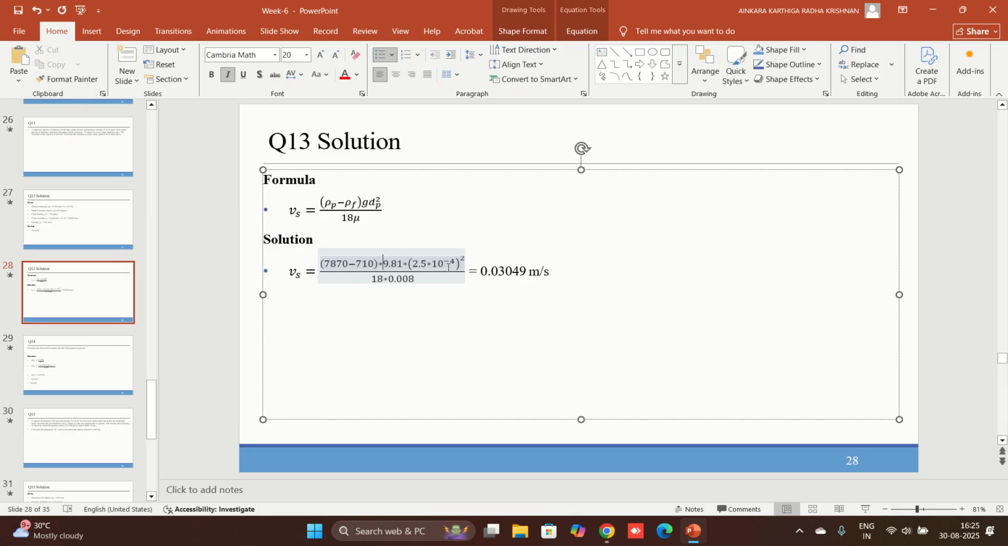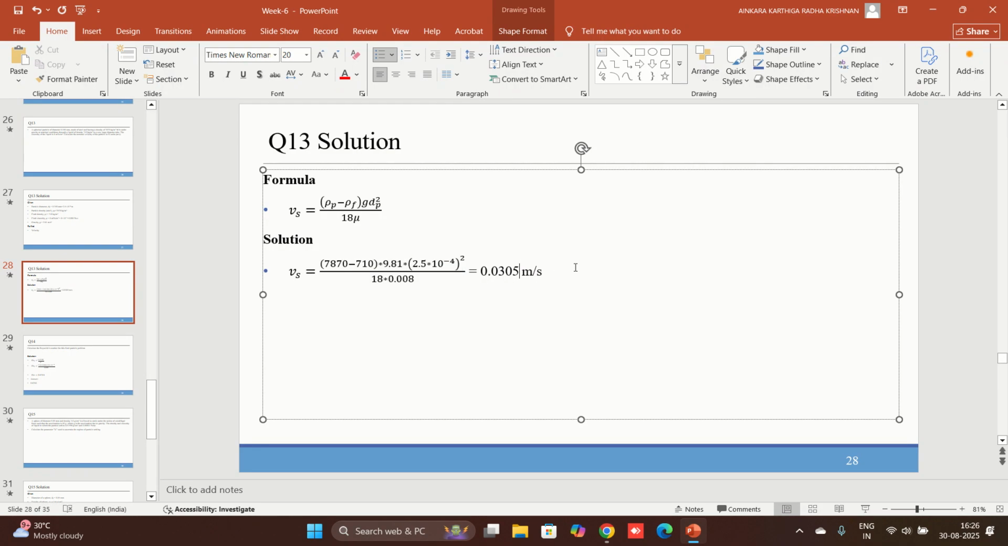So that gives us 7870 minus, okay, what are we getting? I'll just recalculate it once. 7870 minus 710 into 9.81 into 2.5 square divided by 18 divided by 0.008 into 10 power minus 8. So we were getting velocity as 0.03049, or we can write 0.0305 meter per second.